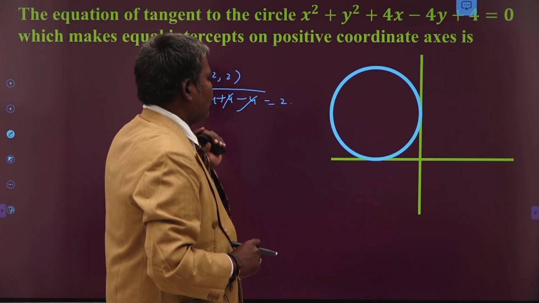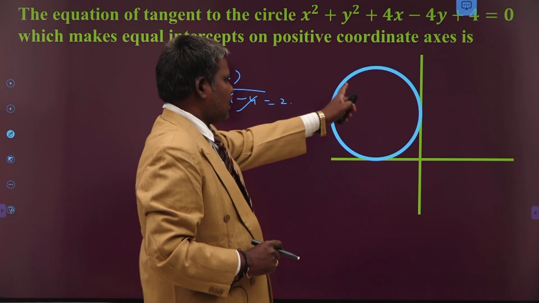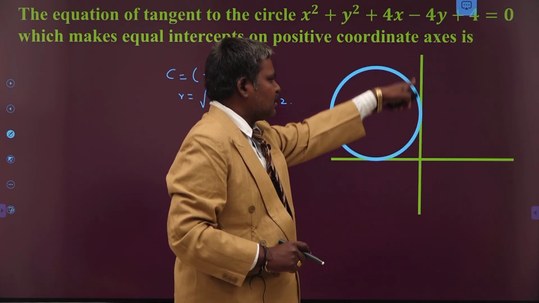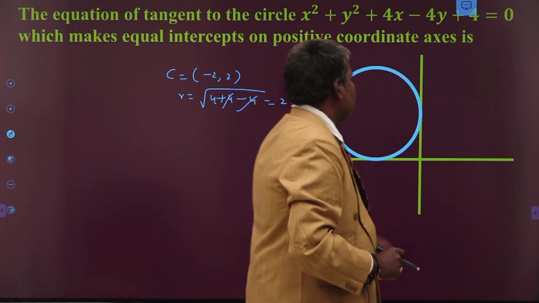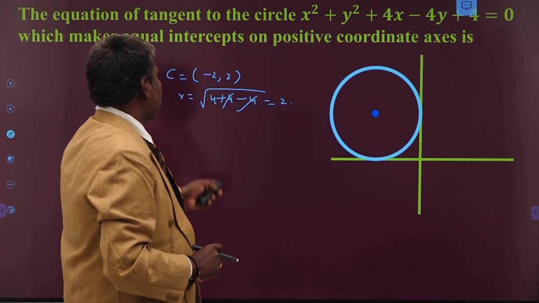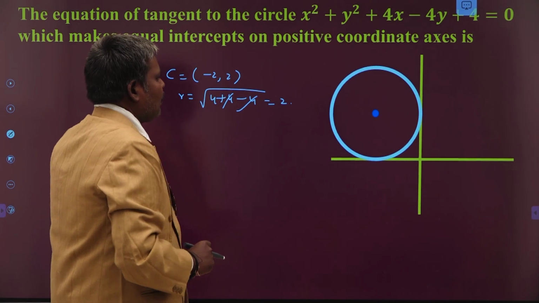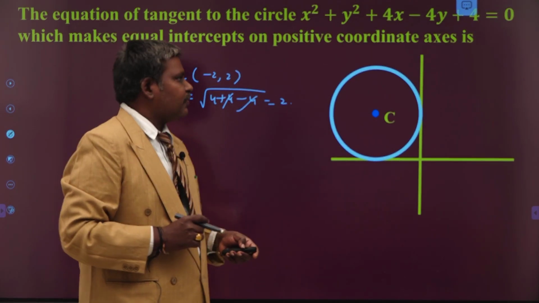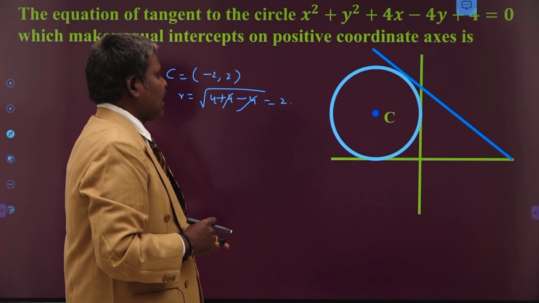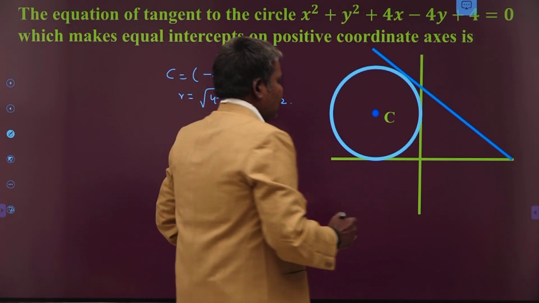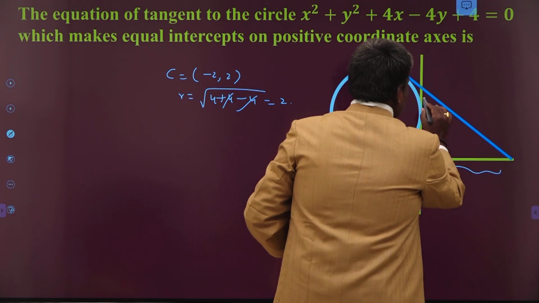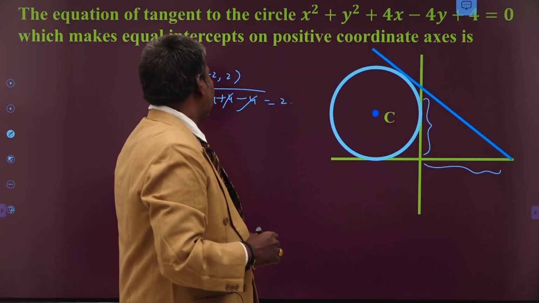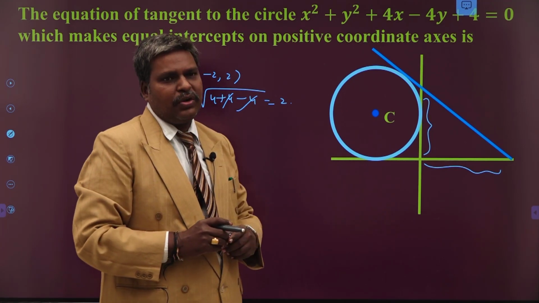So, we have to find the equation of tangent to this circle that makes equal intercepts with the positive coordinate axis. These are the positive coordinate axis. See here, this is the center of the circle, represented as minus 2 comma 2. Now, we have to find the equation of tangent to the circle. This tangent makes equal positive intercepts with the coordinate axis. This is what you are going to find.